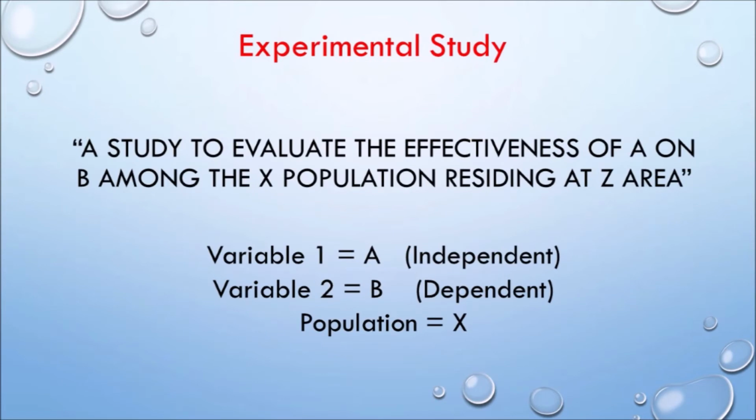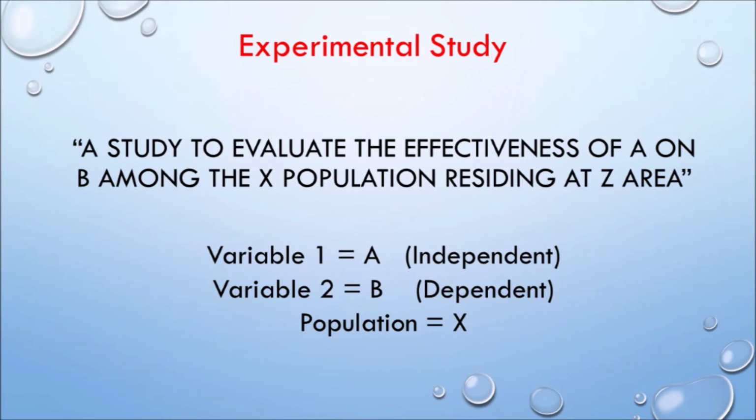Let us take an example here. A study to evaluate the effectiveness of A on B among the X population residing at Z area. In such kind of studies, we find two variables, that is variable A, the independent variable, and variable B, the dependent variable. And here the investigator wants to study the effect of A on B among the population of X.